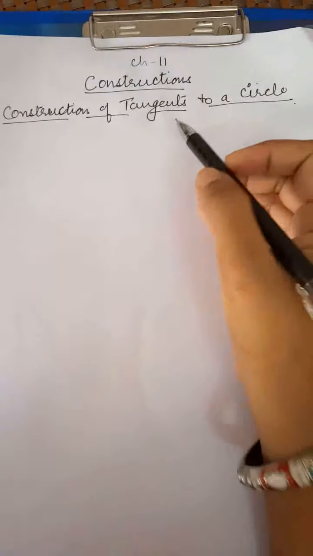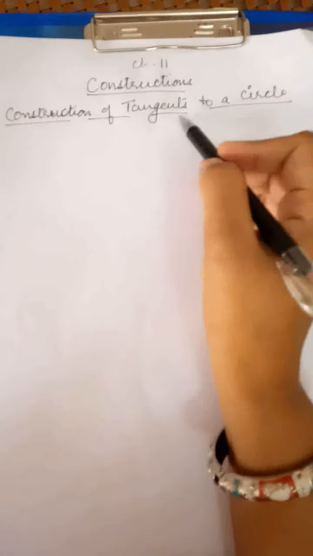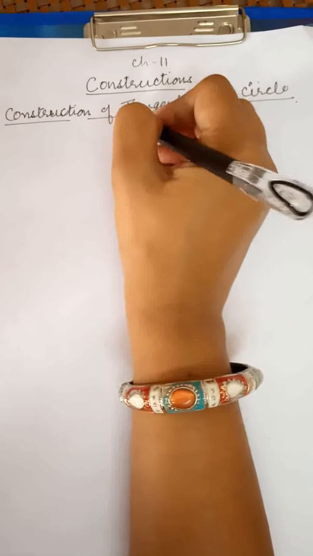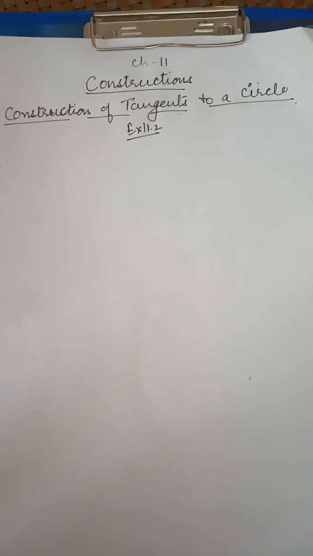Let's start with this topic, construction of tangents to a circle. This is exercise number 11.2. Yes, students, we will start with 11.2 as 11.1 is not in your syllabus. So the topic is construction of tangents to a circle. We will start with exercise 11.2, question number 1. Let's read the first question from the exercise.